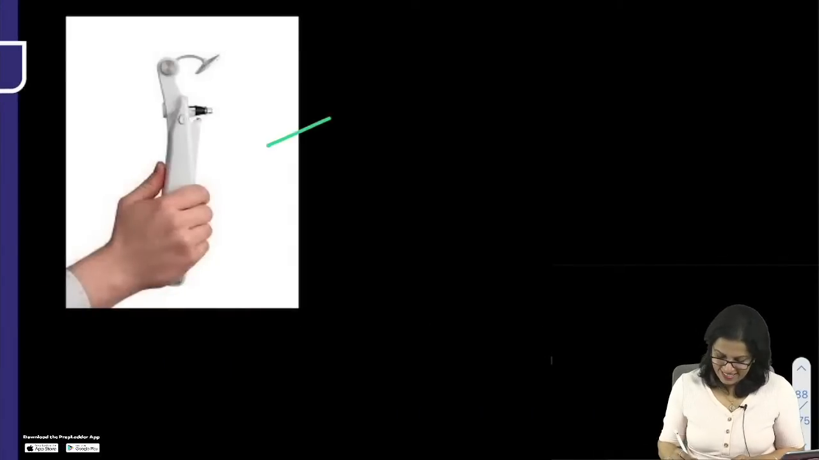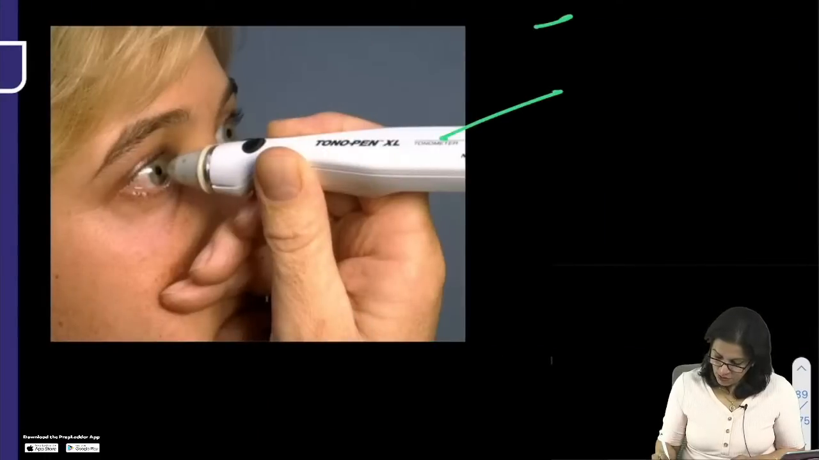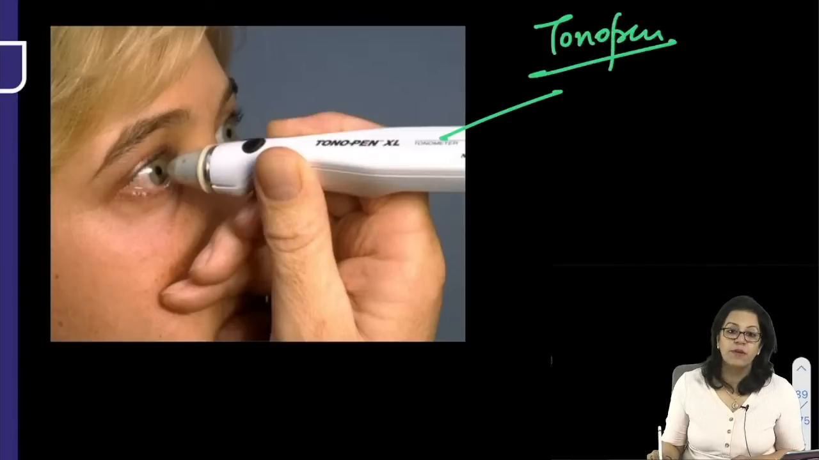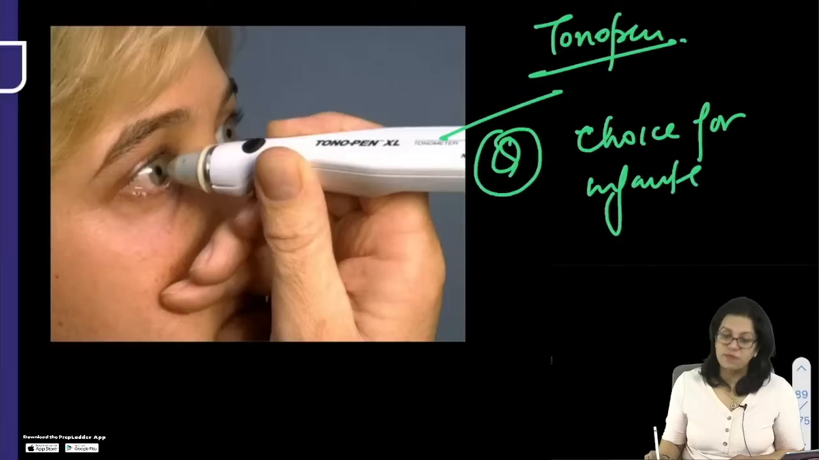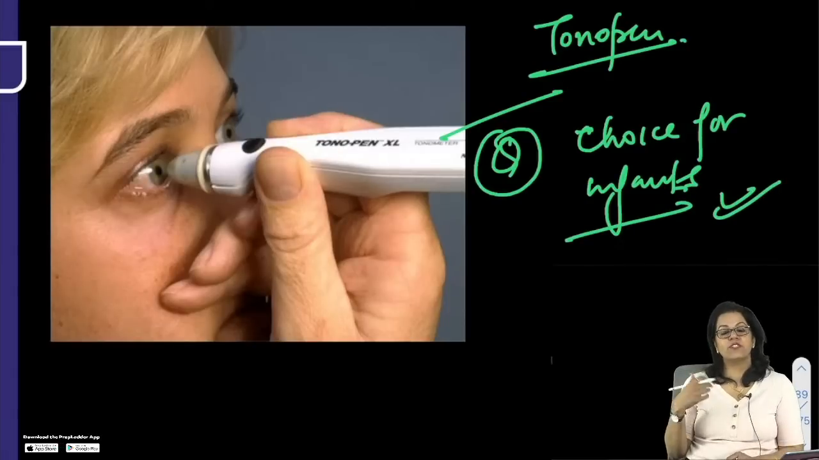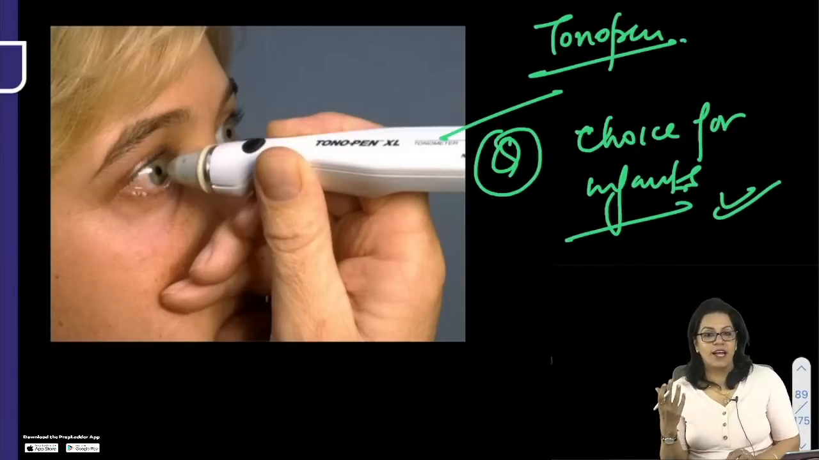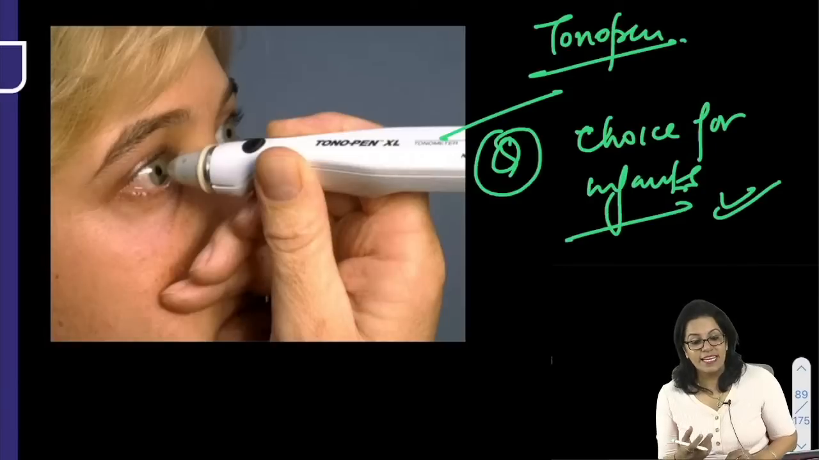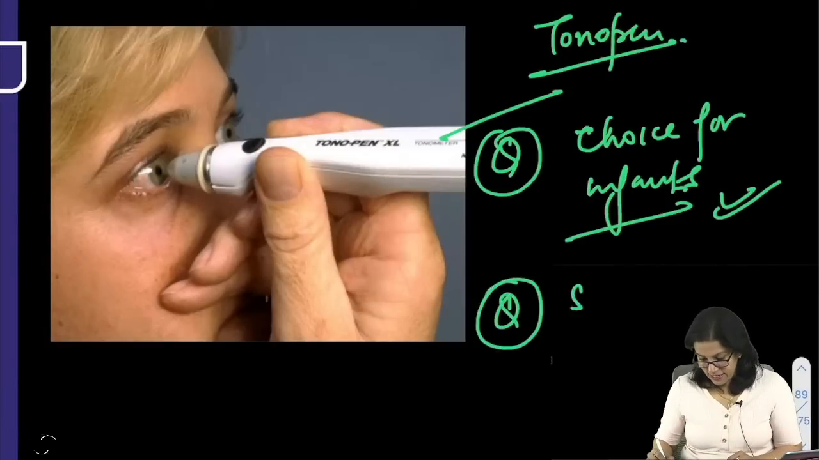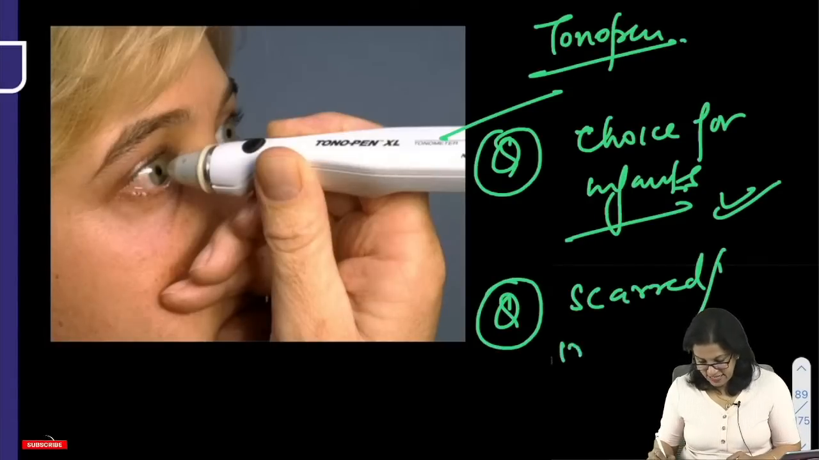This one is Perkins. This is your Tono-Pen. What are the questions for Tono-Pen? This is one tonometer which can be used in treatment. This is the choice for children or infants. What will you use in infants or children? First you will answer Tono-Pen, then the handheld version of Goldmann is Perkins. Secondly, it can be used in scarred and irregular corneas. This is the next question here, scarred and irregular corneas.